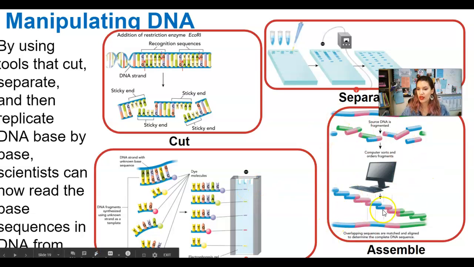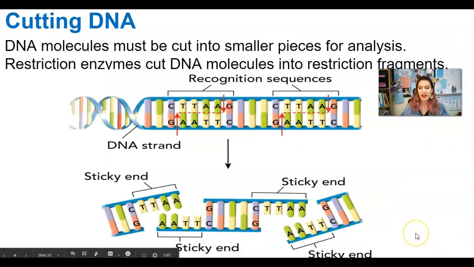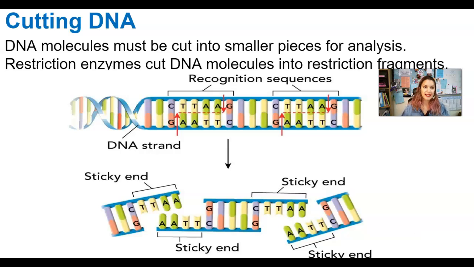Then we can reassemble them, and we typically use computers to sort and order the fragments, and then we find the overlapping sequences and align them to determine the complete DNA sequence, to find how they line up and how it completes the entire genome. So that's how they did it. Cutting DNA, and scientists do that every day too.